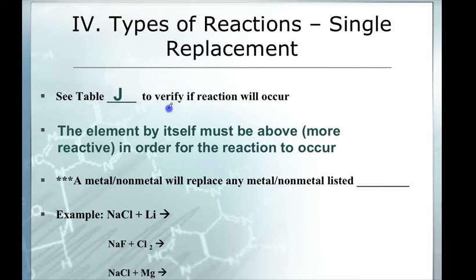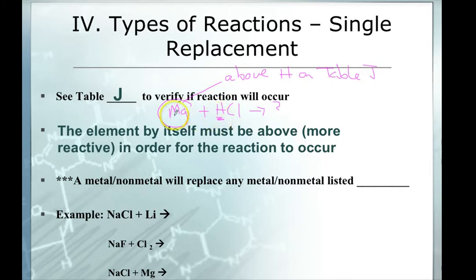The reaction that we had was, we take a piece of magnesium and we put it in HCl. And is it going to react? Well, if this first element is more active than this element, the reaction is going to occur. And how do you know that? Well, it has to be above on table J. So if the first element is above H on table J, the reaction will occur. If the first element is below, for example, H, it will not occur.